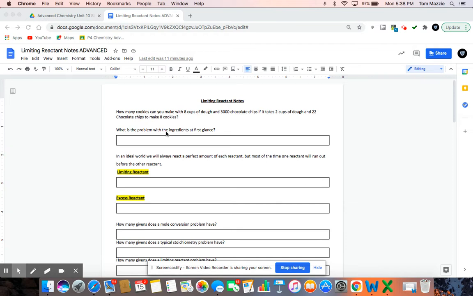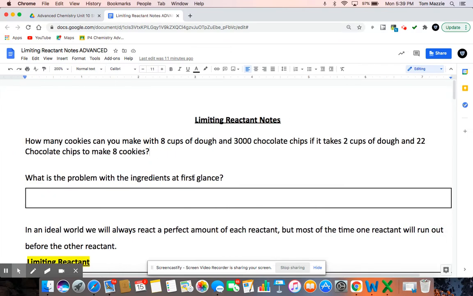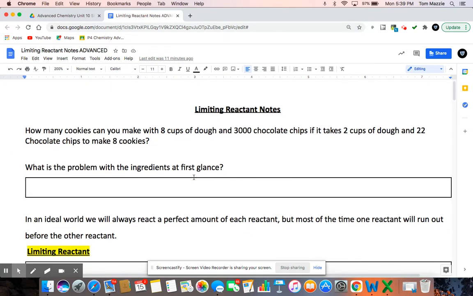Here's just a little problem similar to yesterday. The problem says we have 8 cups of dough and 3,000 chocolate chips. If it takes 2 cups of dough and 22 chocolate chips to make 8 cookies, the question on the table is how many cookies can we make?